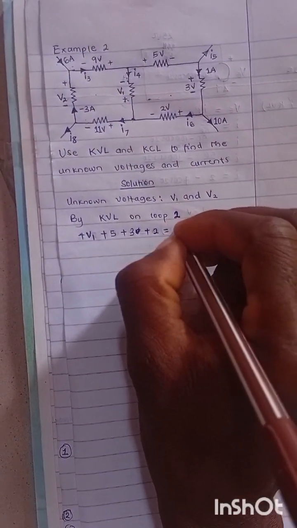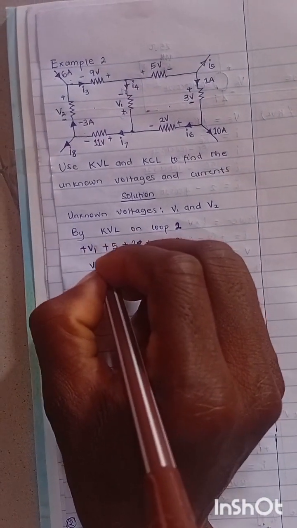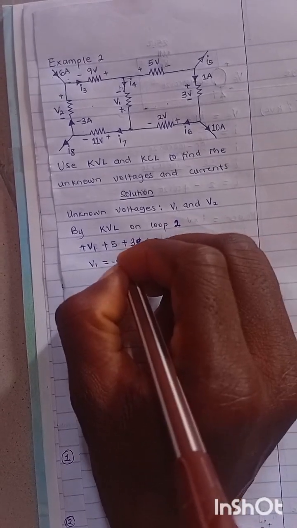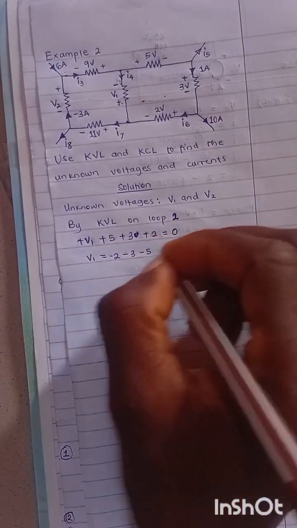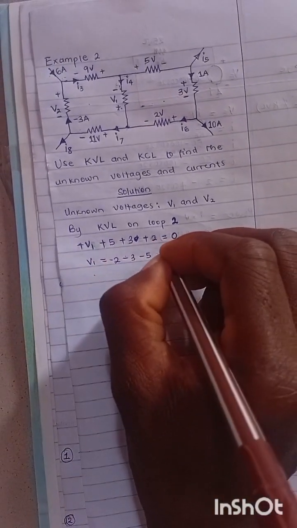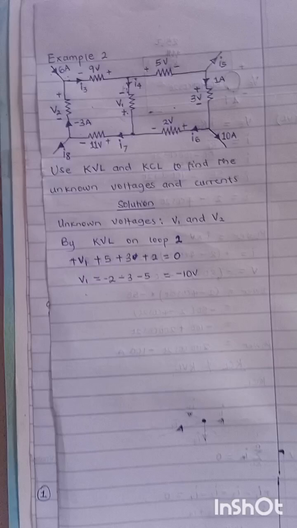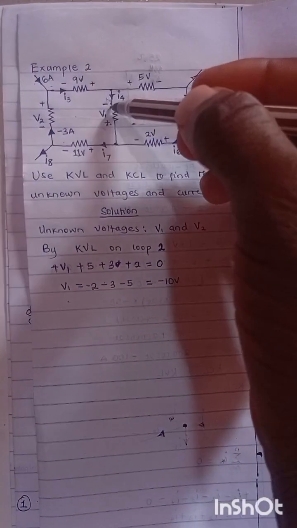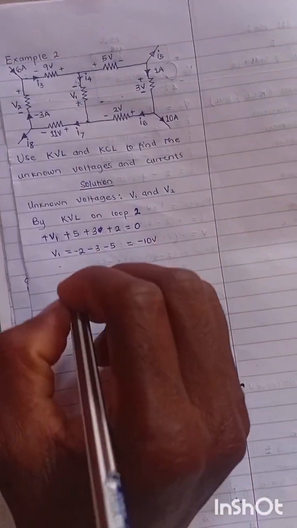That is when we equate our equation to 0. Remember, we are looking for V1. V1 will be equal to minus 2, minus 3, minus 5. If you simplify, this will give you minus 10 volts. So this is the voltage across this resistor here, and we have gotten the voltage V1 to be 10 volts.